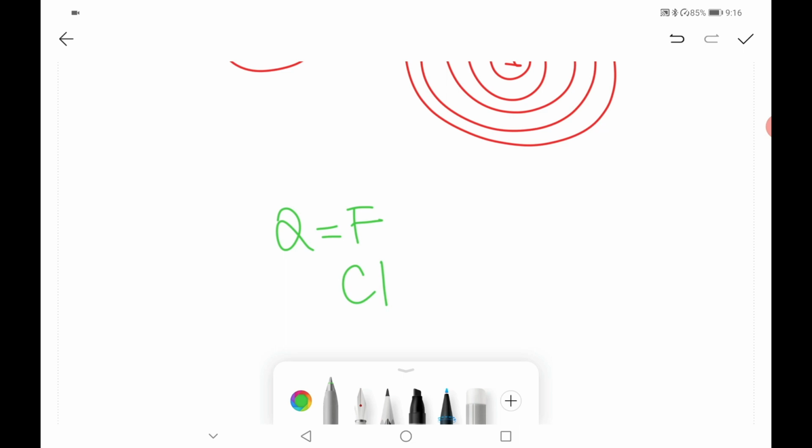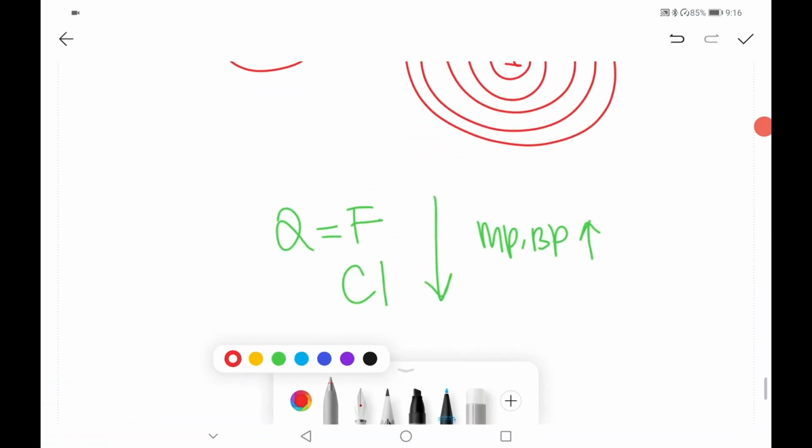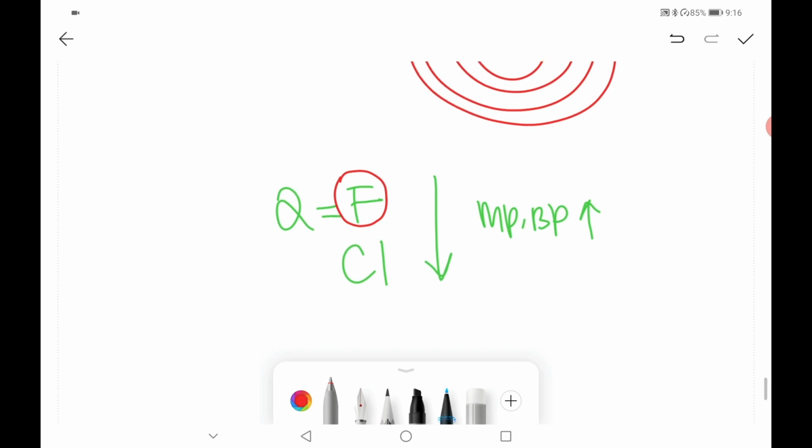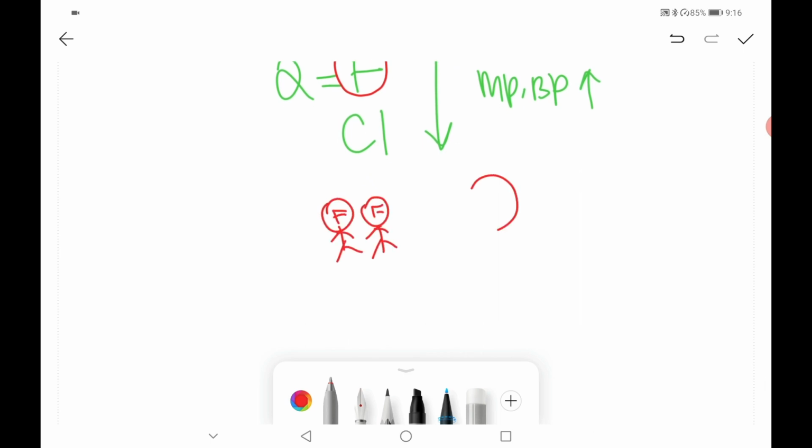Okay, so we know going down the group, what happened to the melting point and boiling point? Increases. Going down the group, melting point and boiling point increases. So your Q is your fluorine. Since the fluorine is higher than the chlorine, the melting and boiling point should be lower, because we know fluorine has a smaller size, right? Fluorine has a small size compared to chlorine, chlorine has a bigger size.